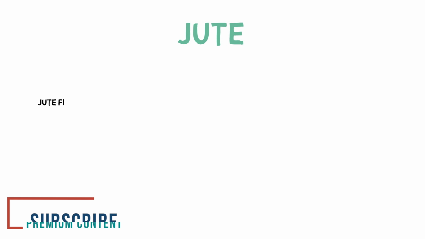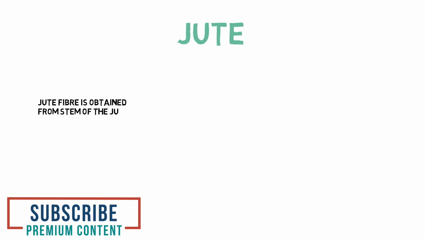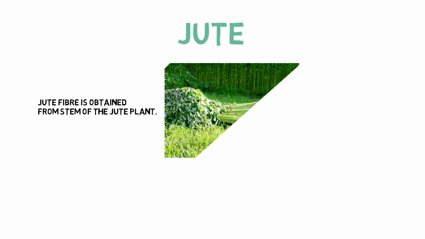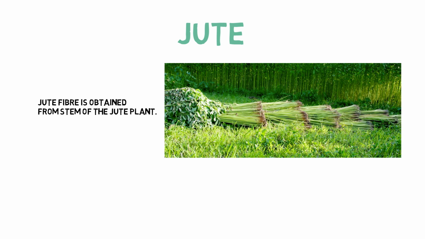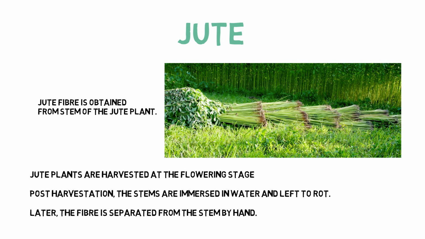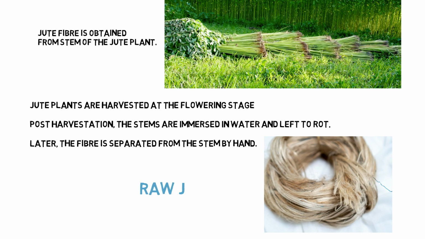Now let us come to the other natural fiber. Unlike the cotton plant, the part that contains the fiber in case of a jute plant is the stem of the plant and not the fruit. The plant is harvested once it attains the flowering stage. The stems of these harvested plants are dipped in water for a couple of days until they start to rot. Then the fiber is separated from the rotten stems manually by hand.